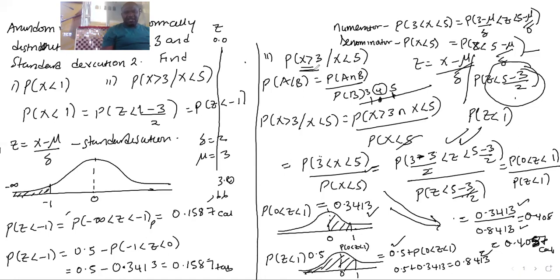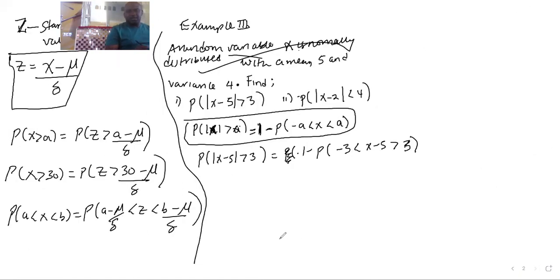Am I making myself clear? However much the 3 you're seeing, it was assumed to be in the Z, it was not yet Z, it was still X. So convert the 3 to Z. Just like you are saying, why did I standardize 1? The 1 was still X. Convert it to Z. Have I made myself clear? Okay. Yes, teacher. Thank you. Welcome. So back to our question.